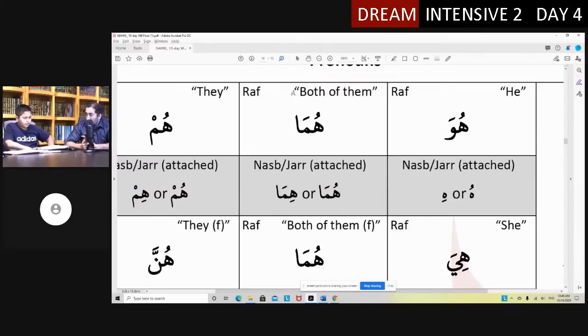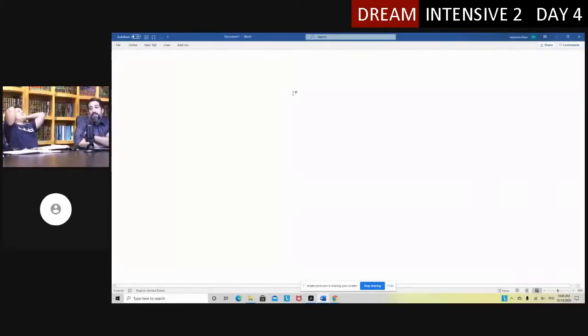Huwa means he. Huma means both of them. Hum means they. Hiya means she. Huma means both of them. Hunna means them ladies. Let's start over. Huwa means he. Huma means both of them. Hum means they. Hiya means she. Huma means both of them. Hunna means them ladies. Anta means you. Antuma, both of you. Antum, all of you.